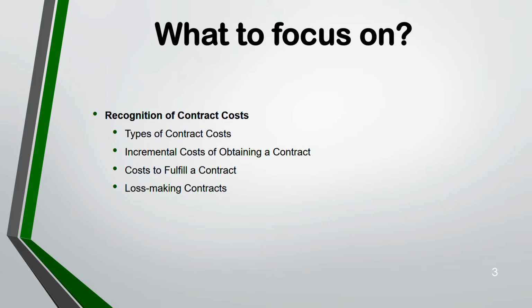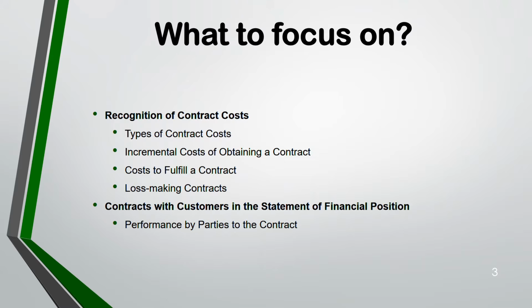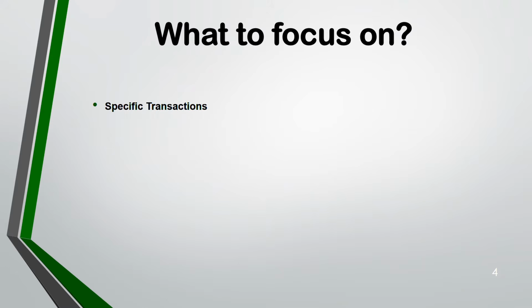Then the loss-making contracts. Coming to the contracts with customers in your statement of financial position: when the parties perform, how do you record, and the balances in your statement of financial position. Then specific transactions. These are the 4 specific transactions.